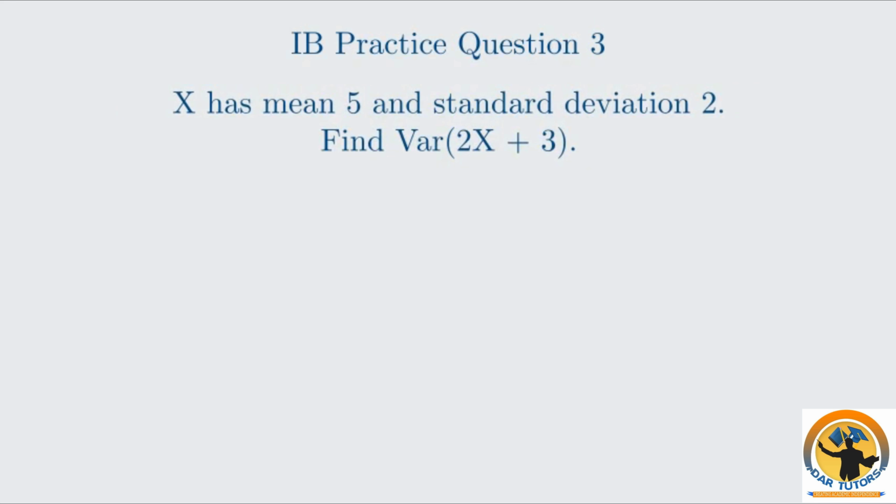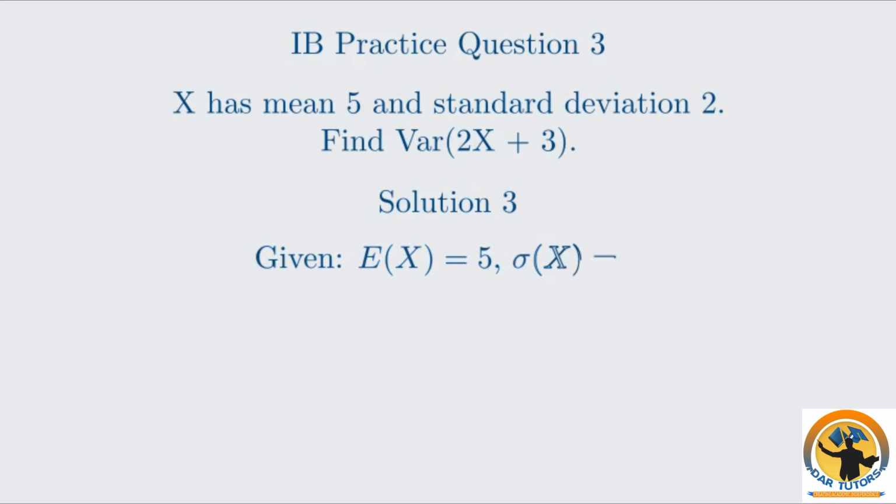Let's go through the solution. First, we are given the mean E(X) equals 5 and the standard deviation sigma X equals 2. Our formula for variance requires the variance, Var(X). Remember, the variance is the standard deviation squared. So Var(X) equals 2 squared, which is 4.